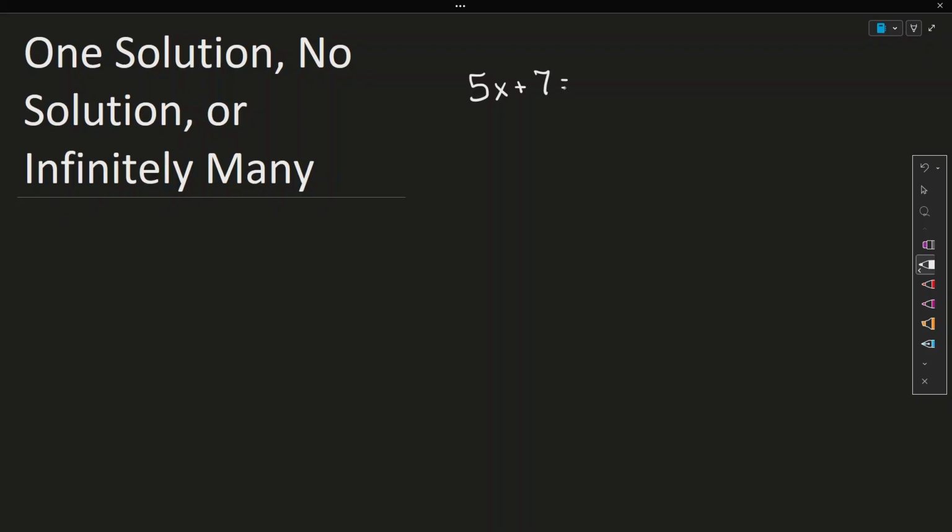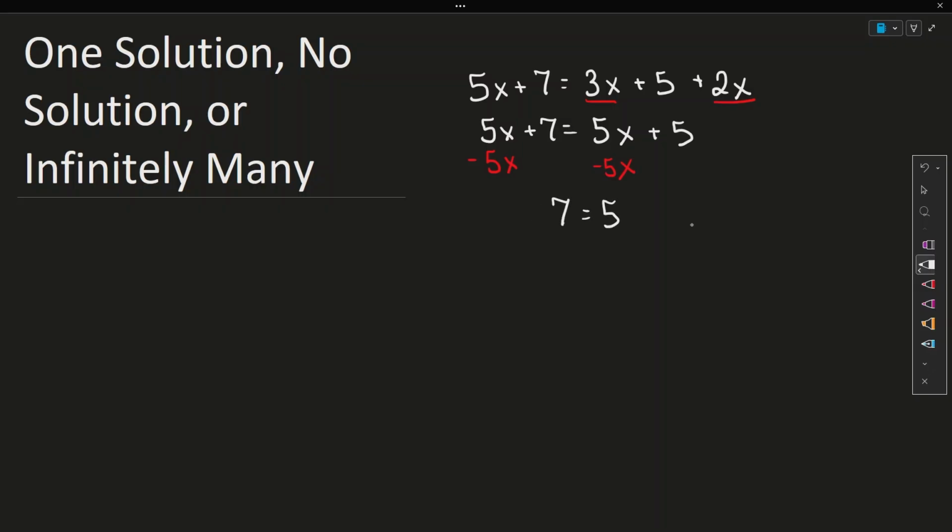5x plus 7 equal to 3x plus 5 plus 2x. We'll leave the left-hand side alone for the first step, and we'll combine the like terms on the right-hand side, the 3x and the 2x. When we do, that becomes 5x plus 5. Now, let's subtract 5x from both sides. When we do, the left-hand side becomes 7 and the right-hand side becomes 5.